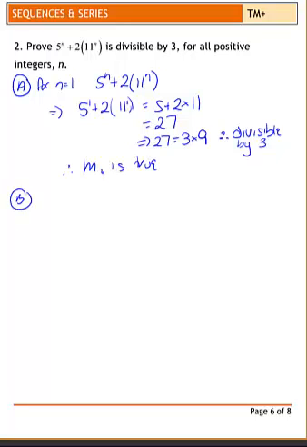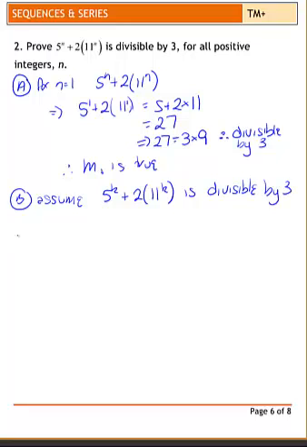Second step. Assume 5 to the k plus 2 bracket 11 to the k is divisible by 3. Okay, so I can write that as 5 to the k plus 2 bracket 11 to the k equals 3m, where m is an integer.